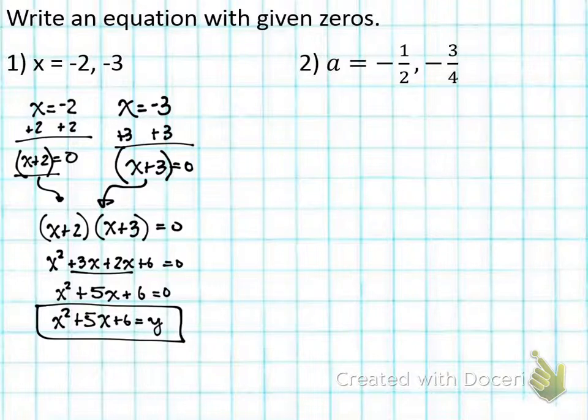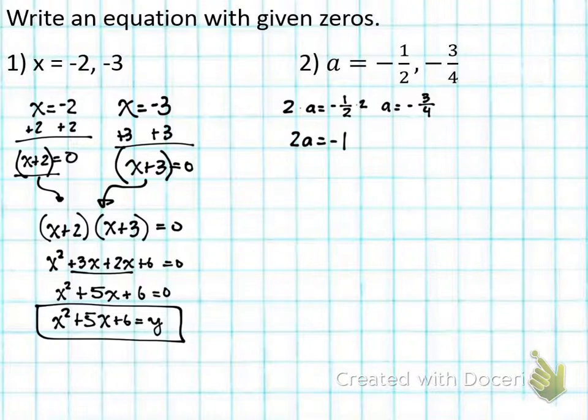So same thing, though. You're just going to set each of my answers equal to a here, because they're both a this time, you see. So a is equal to negative 1/2, and a is equal to negative 3/4. On this first one, I want to do the opposite of divide by 2, so I'm going to multiply by 2. And whatever I do to one side, I do to the other. So 2 times a is 2a. This right side, these 2's cancel out, leaving just negative 1 on this side.